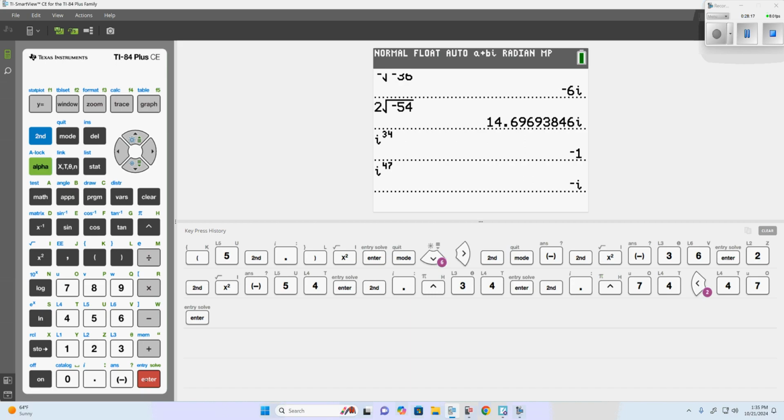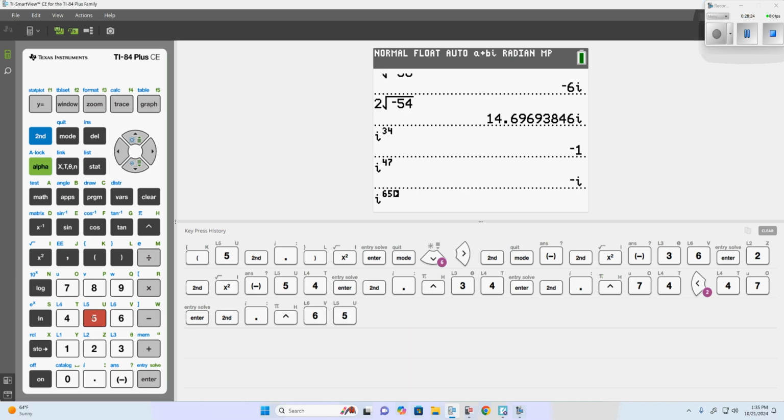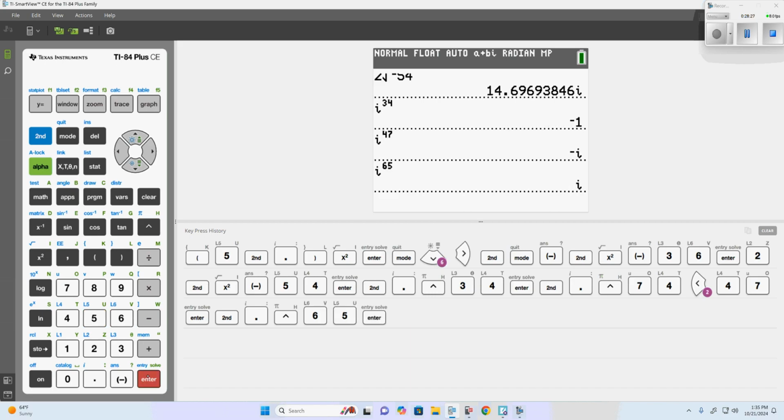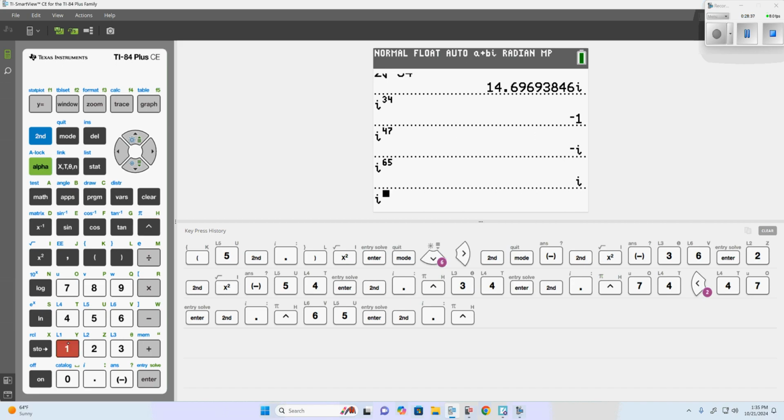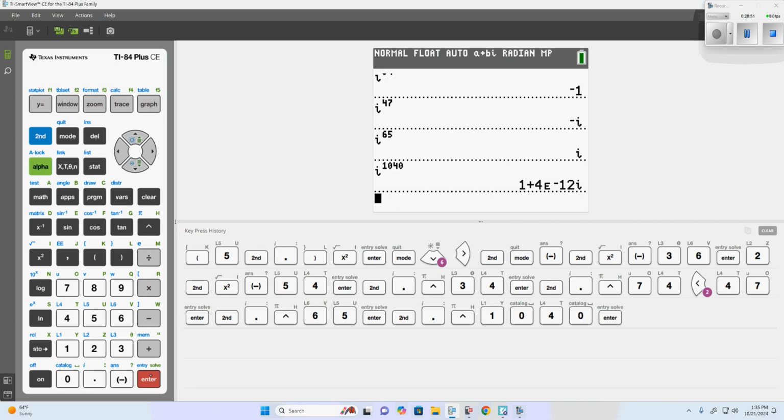The next one is i to the, trying to read upside down, 65th. Is indeed i, yes? So these aren't bad. And the last one was what? i to the 1040, yes? And what did we get for this value here? For the last one? 1, yes? And the calculator agrees that it is 1.